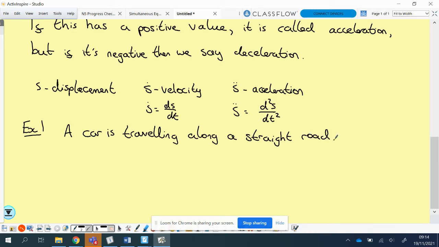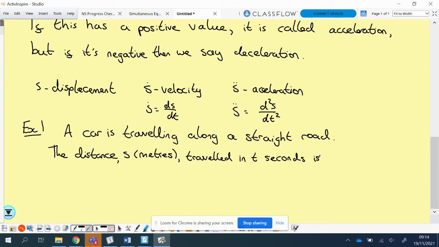Okay, the distance S meters. Okay, we're working in meters here. Travelled in t seconds is S equals 10t minus 5t squared. Okay, so that's our function for the distance, the displacement.